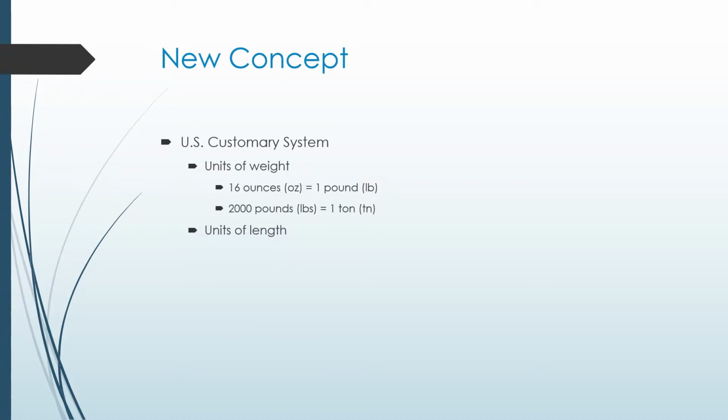Let's look at units of length. 12 inches in a foot, that's your ruler. 3 feet in a yard. A yard's about a big step that you take. 1,760 yards in a mile. And we also talk about there being 5,280 feet in a mile, which makes sense because if you did 1,760 times 3, because there are 3 feet in each yard, you would get 5,280 as your answer.